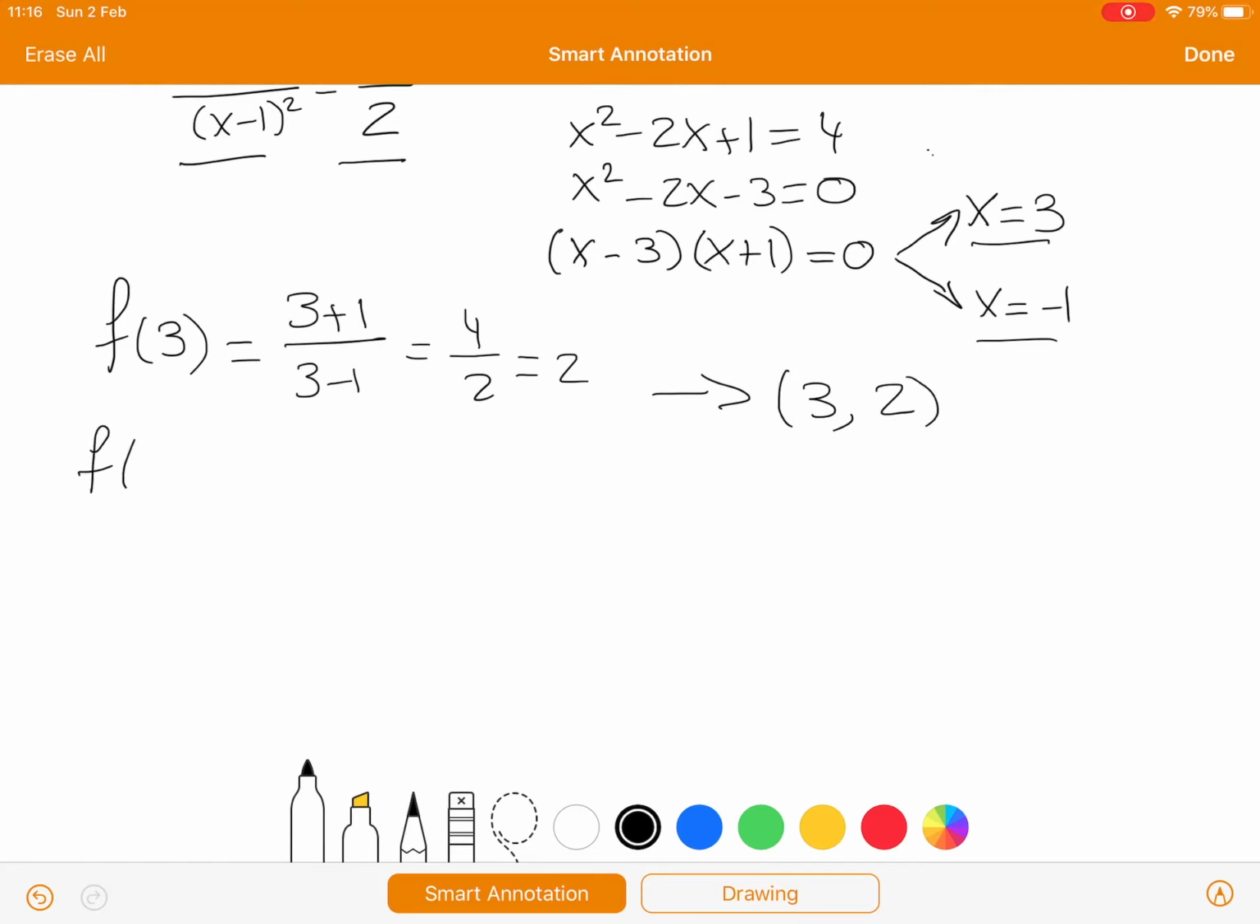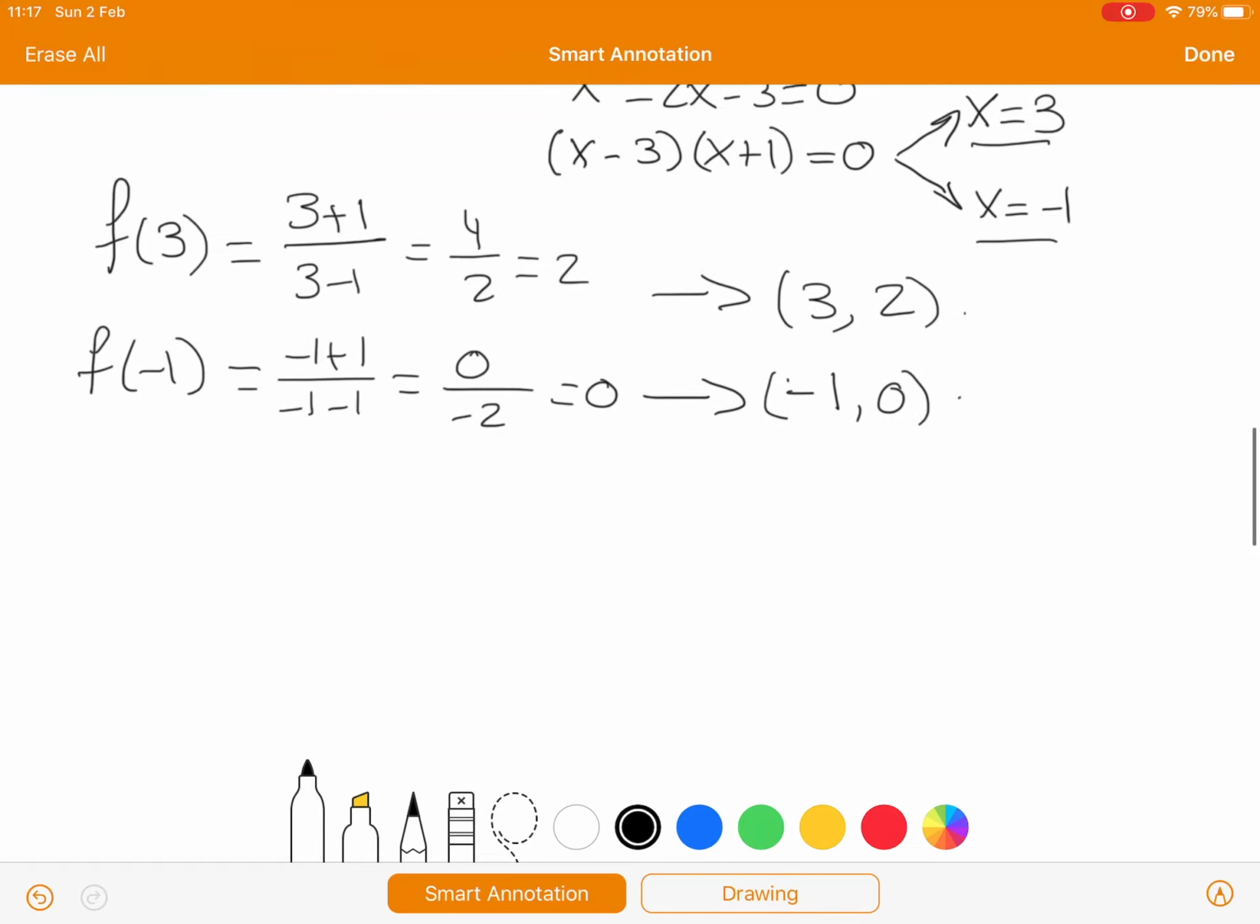I do the same for minus 1. So I get (minus 1 plus 1) divided by (minus 1 minus 1). This is 0 over minus 2, which is 0. So my second point is (minus 1, 0). So for every one of these points, I will get a different equation of a line.